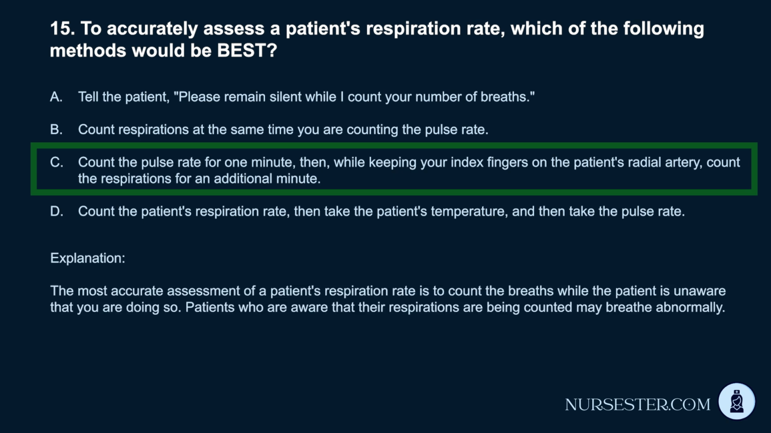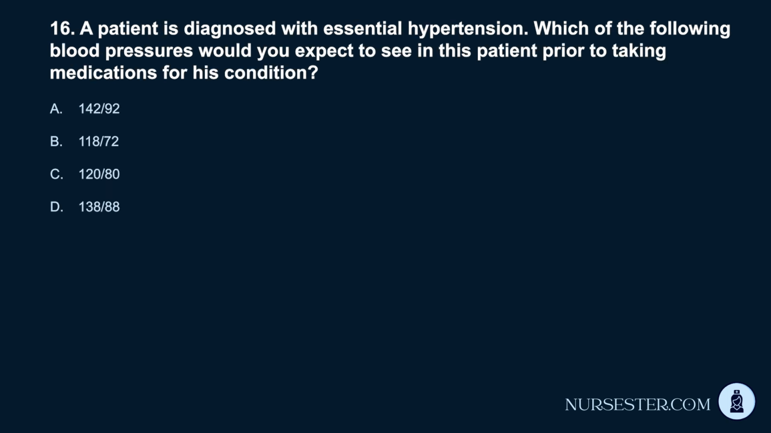The most accurate assessment of a patient's respiration rate is to count the breaths while the patient is unaware that you are doing so. Patients who are aware that their respirations are being counted may breathe abnormally.